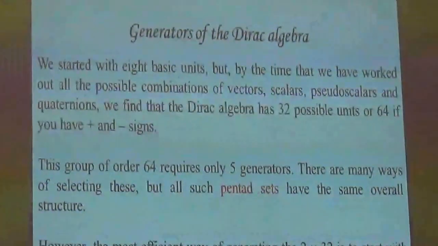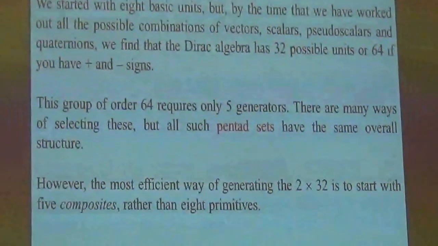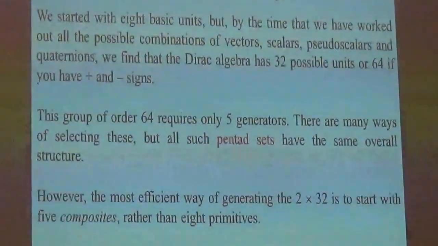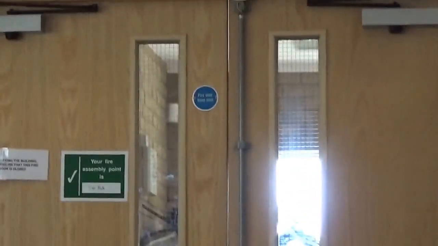Now, we started with 8 units. By the time we've worked out all the possible combinations, we find that there's 32 or 64. We need 5 generators, and there are many ways of selecting these, but all such pentad sets have the same overall structure. There is a way of doing it with 5, using 2 vectors and 2 vectors and complex numbers. But that doesn't preserve either of the vector sets. It doesn't preserve the properties that we need for space, which is to have the whole vector set preserved. And it's always 5. So instead of having the 8 primitives, we have 5 composites, as it were.